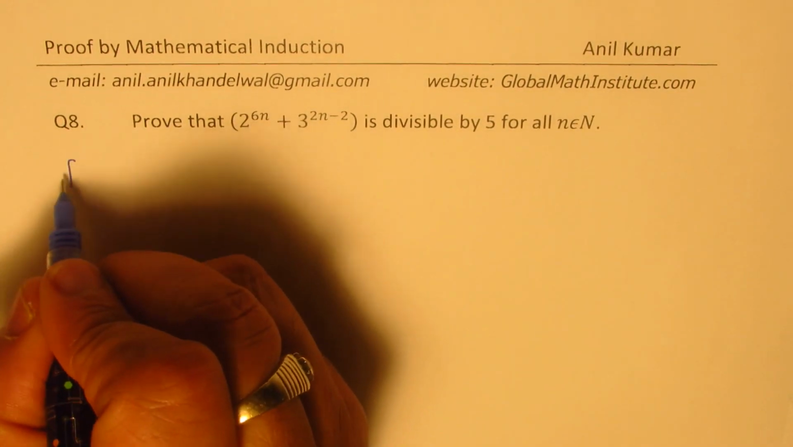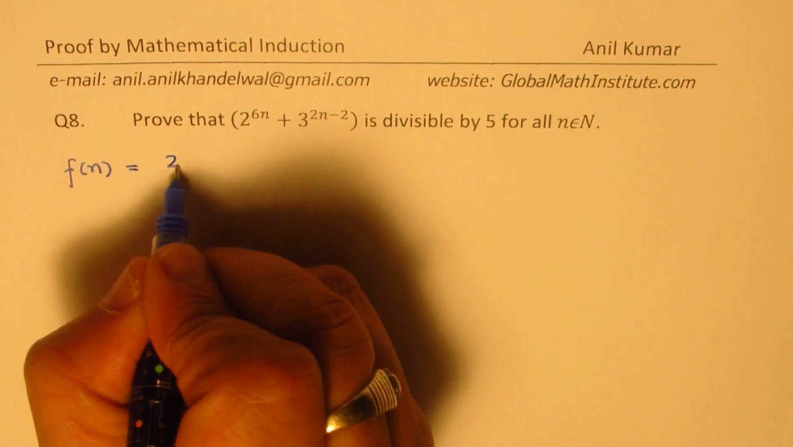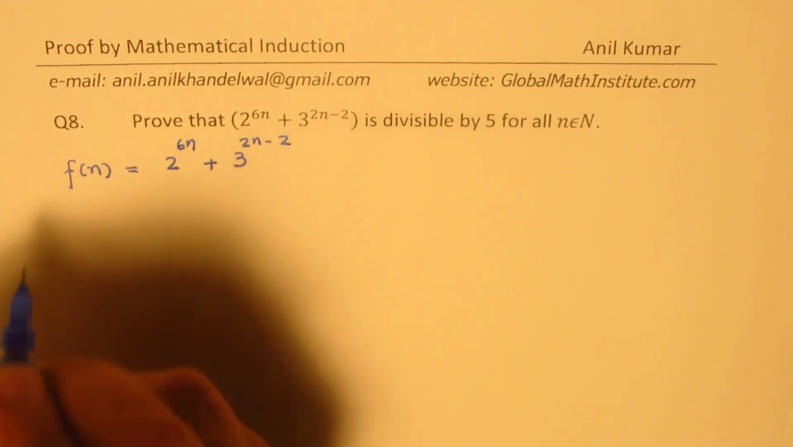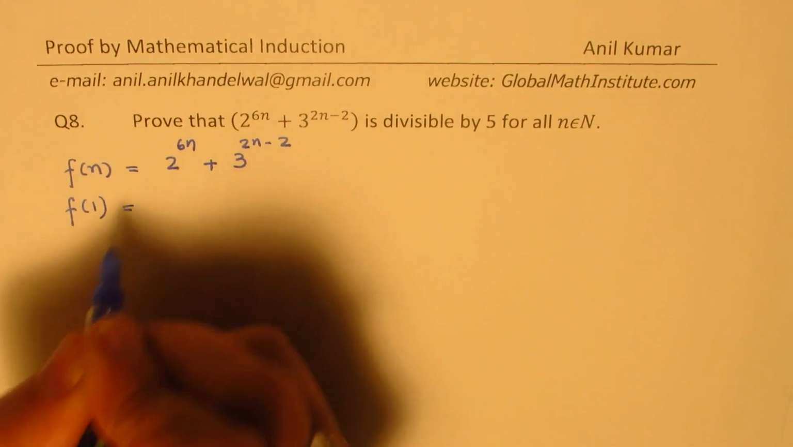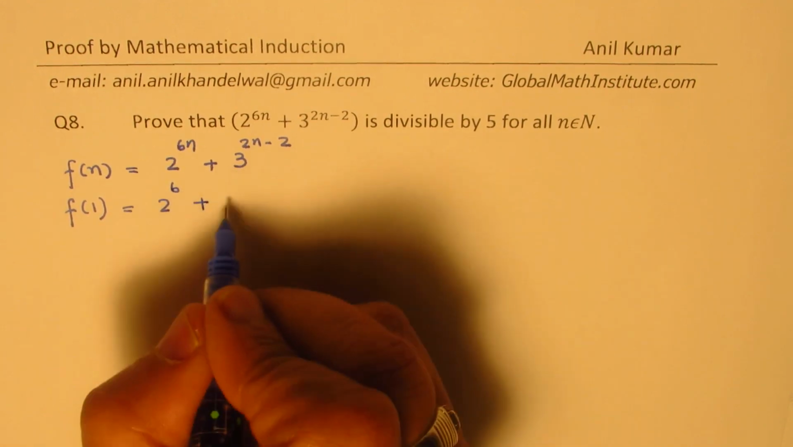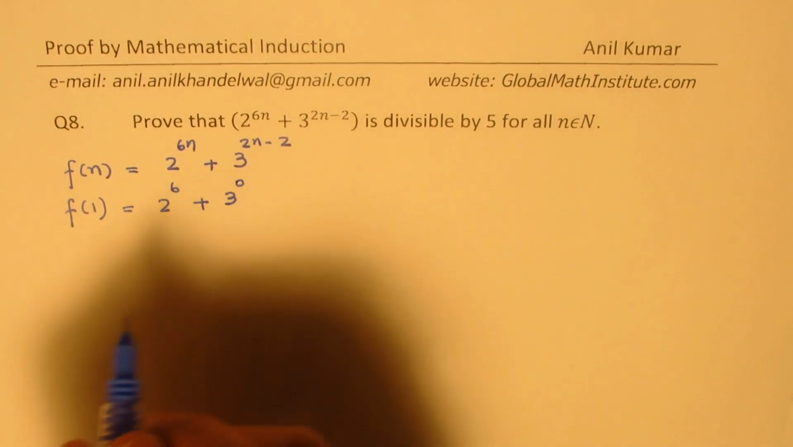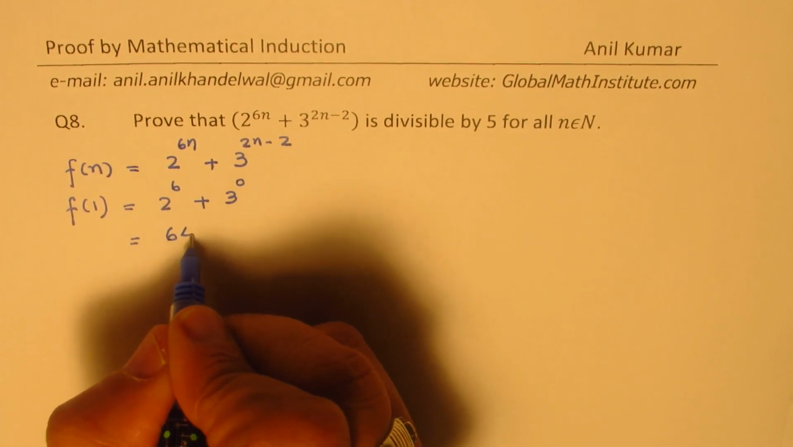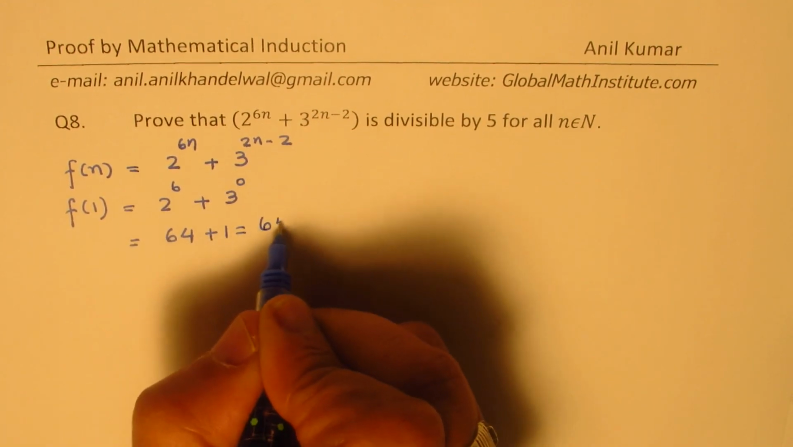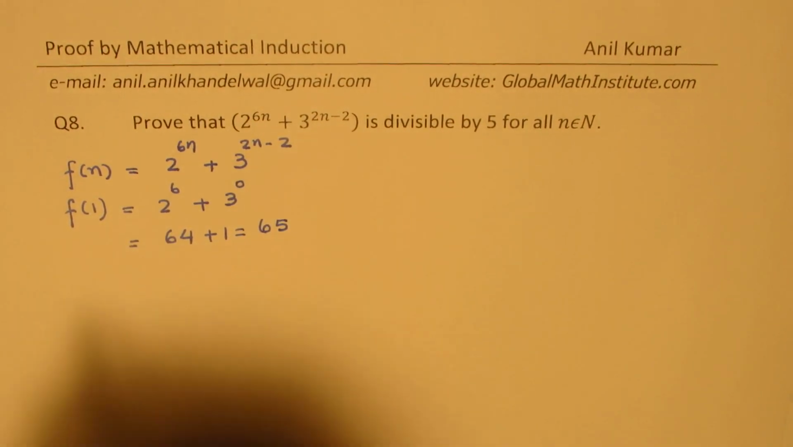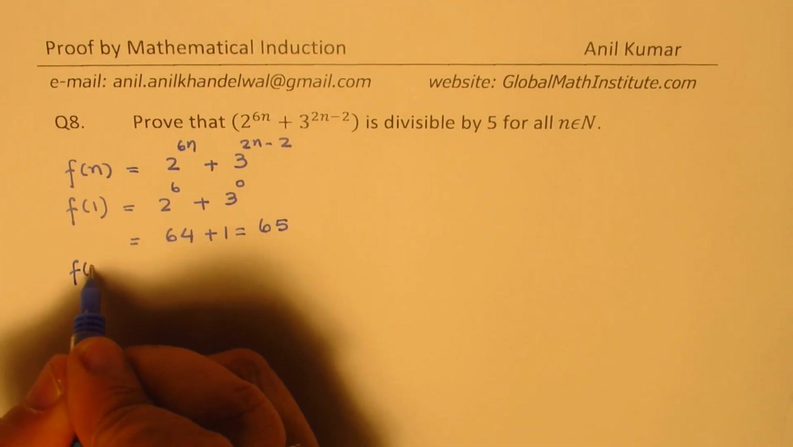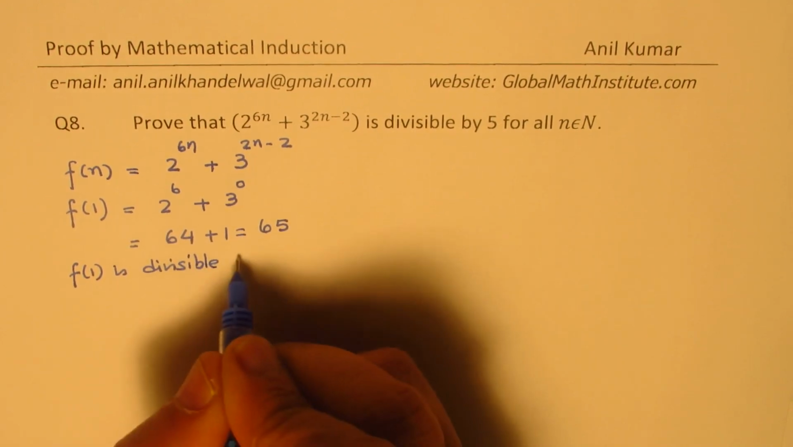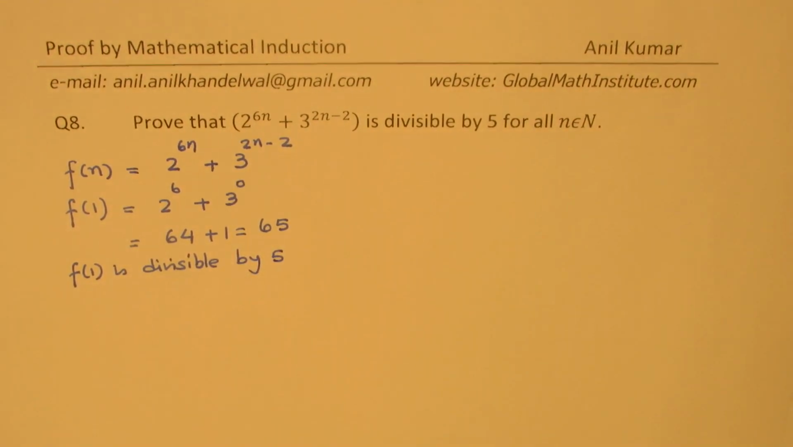So we'll define our function f of n as equal to 2 to the power of 6n plus 3 to the power of 2n minus 2. So for f of 1, what do we get? We get 2 to the power of 6 plus 3 to the power of 0, right? So which is 2 to the power of 6 is 64 plus 1, which is 65. So clearly it is divisible by 5. So we have f of 1 is divisible by 5, right? So that part is true.